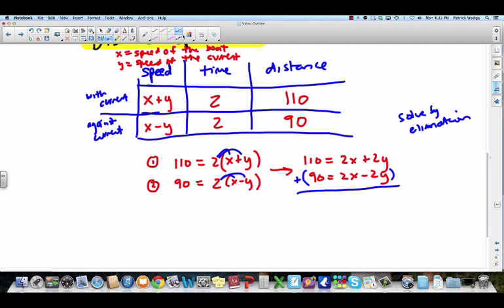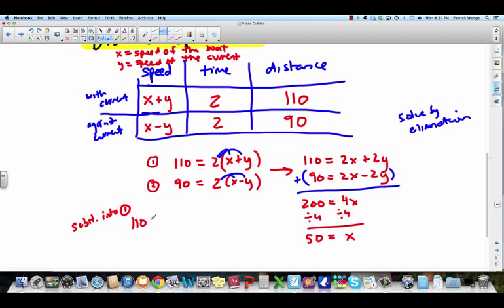When I add, I get 110 plus 90 over here, that equals 200. 2x plus 2x is 4x, and 2y plus negative 2y is nothing. That's gone. So I'm just left with this. Hey, I'm almost done. Divide by 4, x equals 50. Now I need to substitute to get the y value. So you're going to substitute into one of these. Doesn't matter.